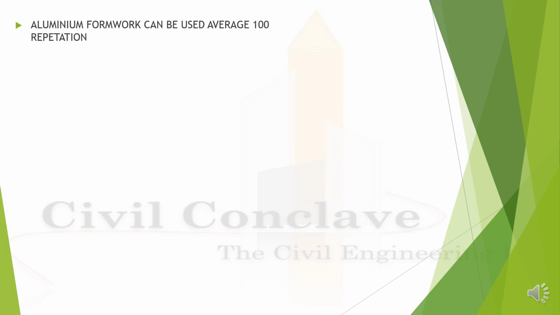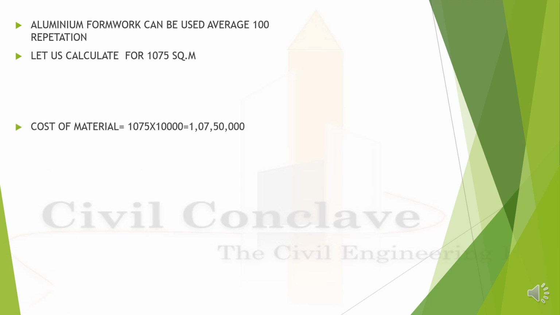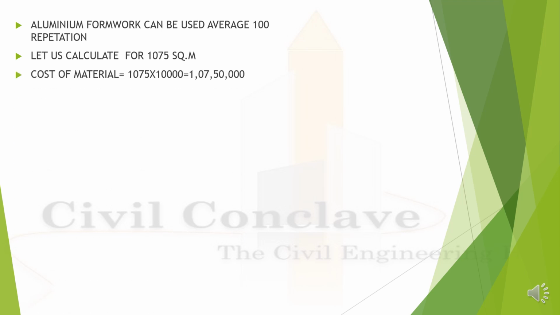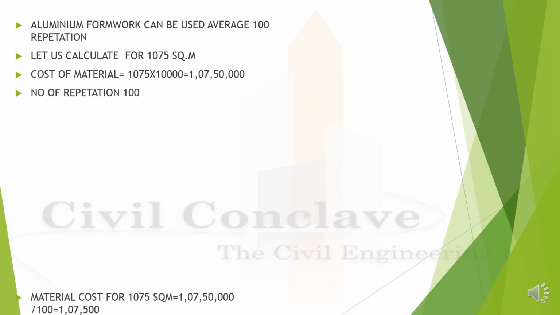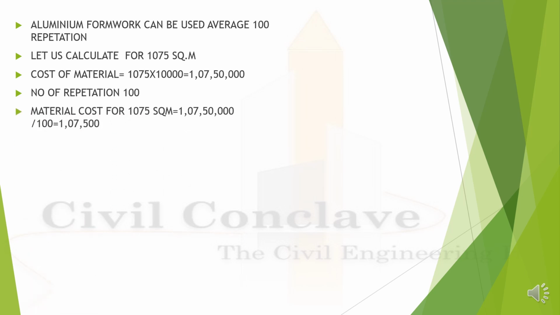Aluminum formwork can be used an average of 100 repetitions. Let us calculate for 1075 square meters, as it has been practically done at one of the projects. Cost of material: 1075 into 10,000 rupees, that is 1 crore 7 lakh 50,000 rupees. Number of repetitions is 100. So the material cost per 1075 square meter is 1 lakh 7,500 rupees.